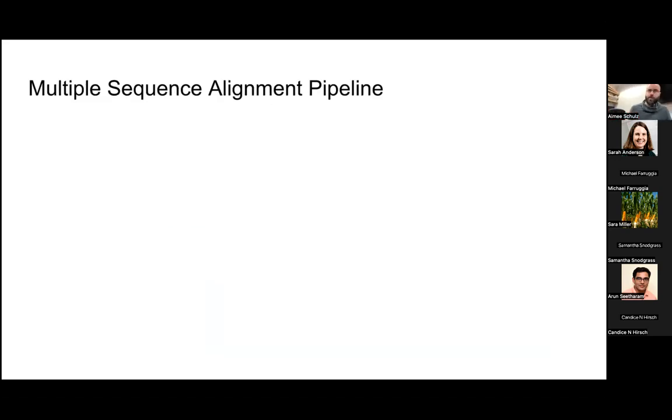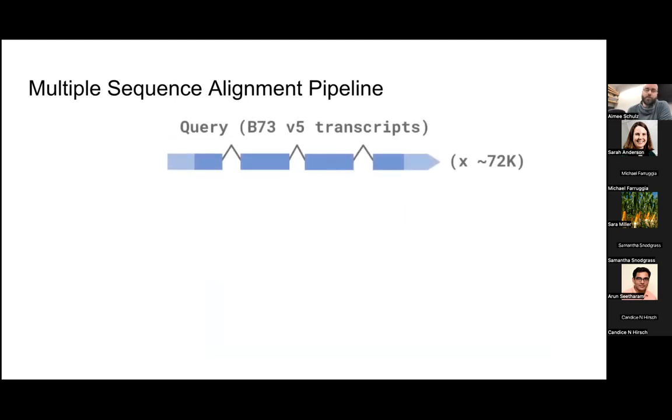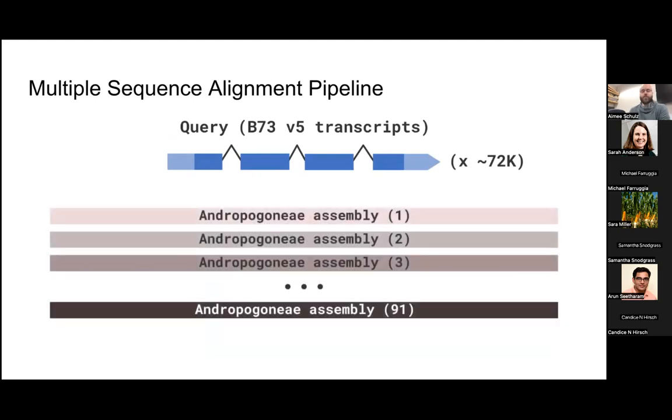All right, so now that we have all of these different assemblies, how do we start generating data that we start feeding into the model evaluation portion of this pipeline? But not only start generating data, but how do we do so in an efficient manner? So the first thing that we sought out to do was to evaluate all 72,000 B73 V5 transcripts. Since we have all of these assemblies, we want to see not only if, but where these transcripts fall within each one of these different samples.